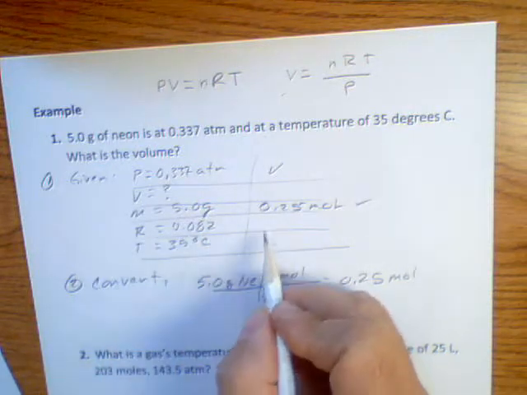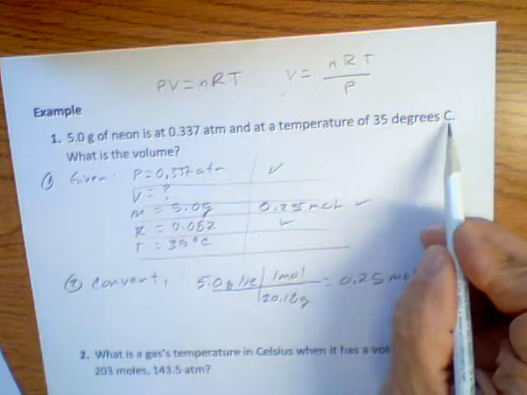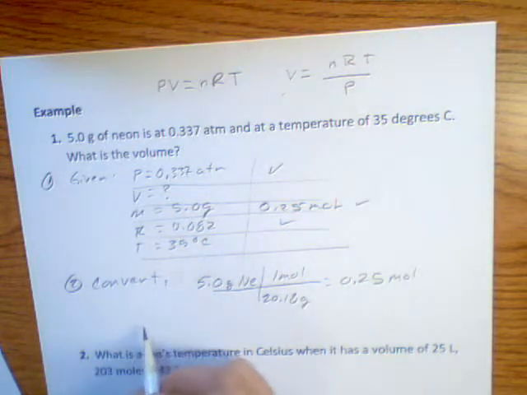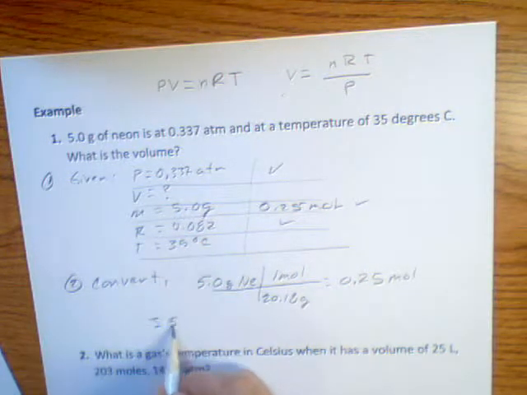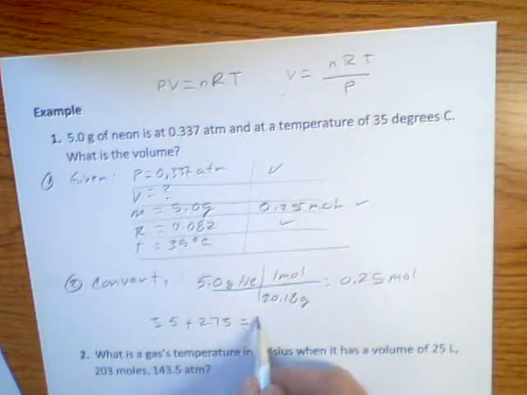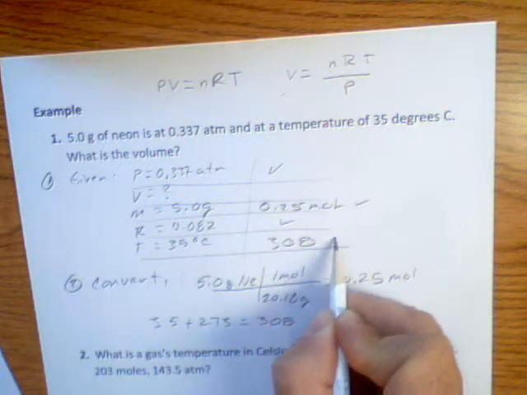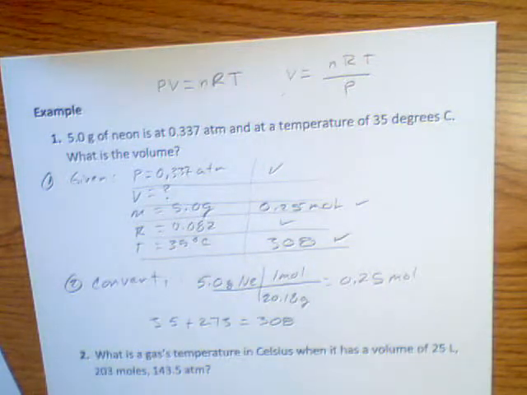R value, we don't have a problem with that. Temperature, big red flag, Celsius. We want Kelvin, don't we? So I'm just going to take the 35 plus 273, and I'm going to get 308. Now I think we're ready to go.